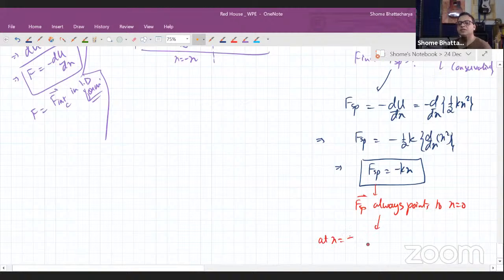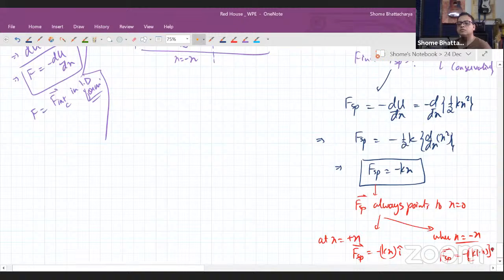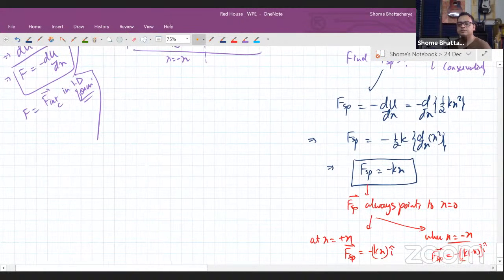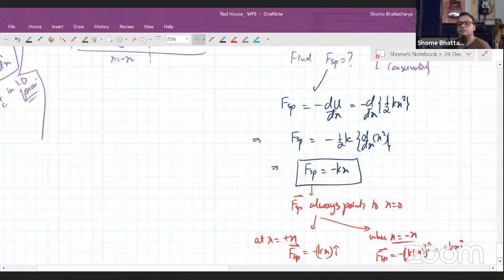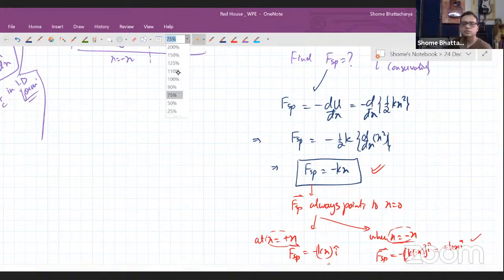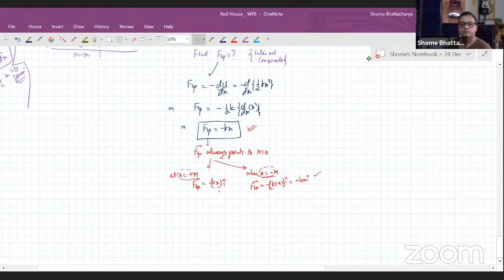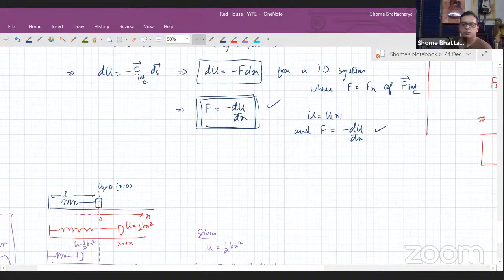When x is equal to plus x, the spring force will be minus kx i cap. When x is equal to minus x at a compression, the spring force will be minus of k into minus x. So it will be plus kx. So at a position of negative x, the spring force is plus kx i cap. At a position of plus x, the spring force is minus kx. So that is the information we are getting from this. So this is like an example. Of course, we'll look at more complex examples also next.